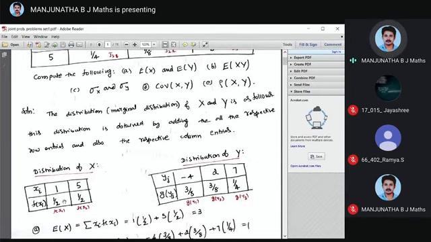And how do you write the distribution for y? Write y values minus 4 to 7. See, take column entries: 1 by 8 plus 1 by 4. That is what? 1 by 8 plus 1 by 4, 8 is the LCM.